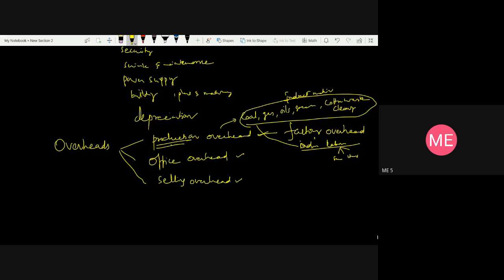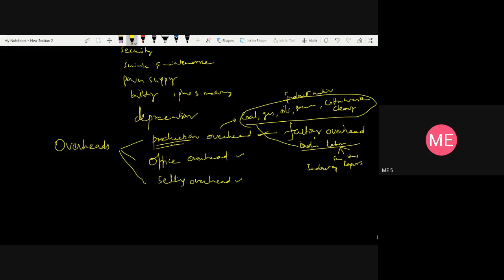Next, indirect expenses also include the factory rent, that is, the rent of buildings which are taken, and depreciation and repairs. If you get any machine repairs, they will come under production overheads only, because that is an indirect expense.